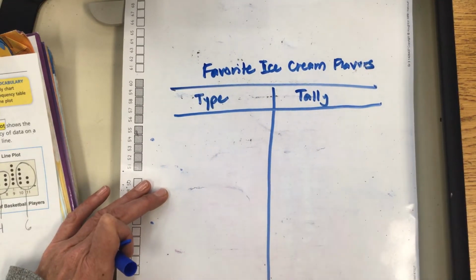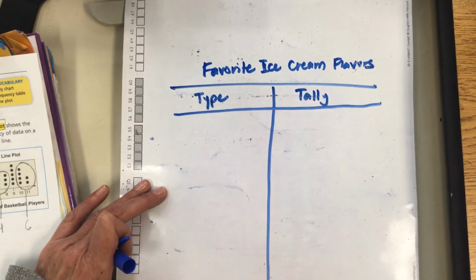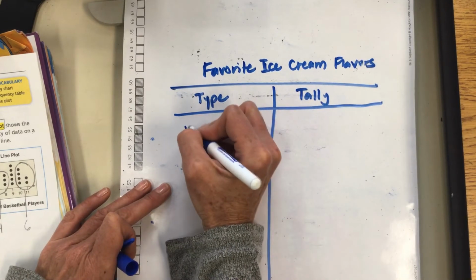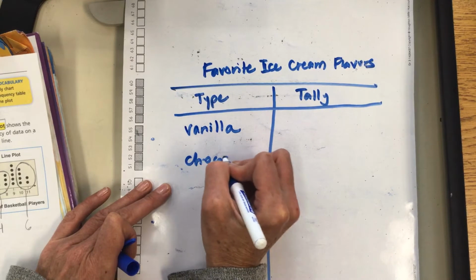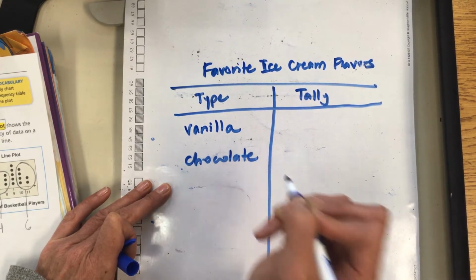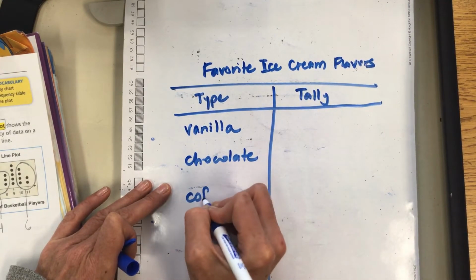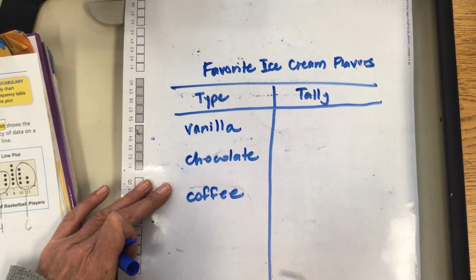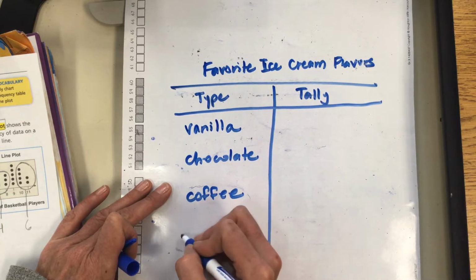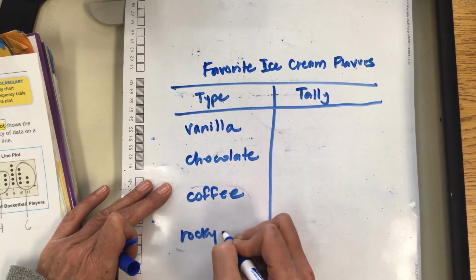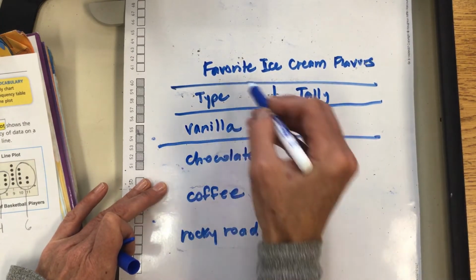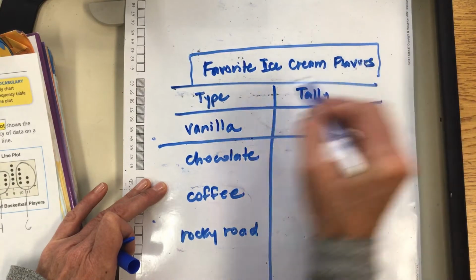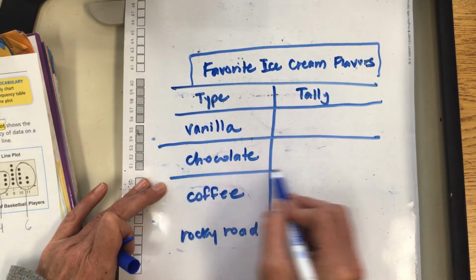We don't just put a whole bunch of choices, we're only going to put 4 or 5. So I believe we had vanilla, chocolate, and coffee flavored, which someone liked, and I'll just make up the last one: Rocky Road. Once again, we have the title, the labels, and then the choices.